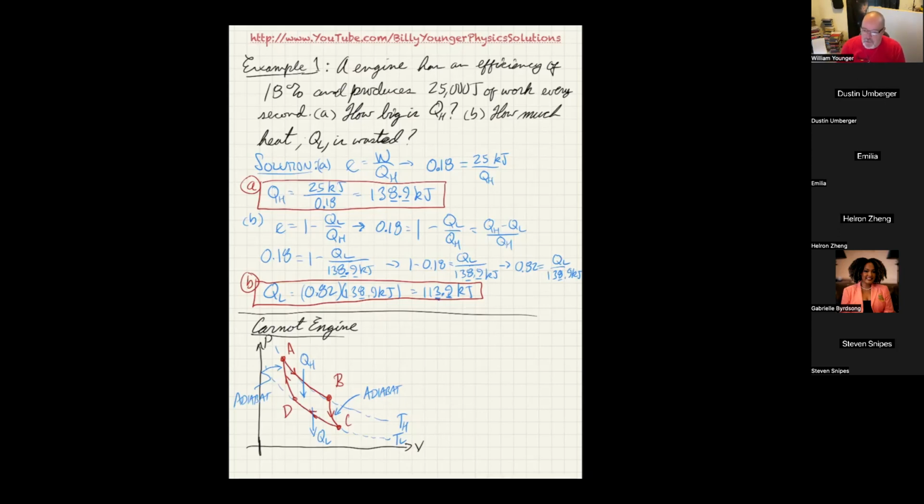Your book, like I said, goes through the whole process so you can understand it. But the main thing is, when it's all said and done, using TH VH to the gamma minus one power equals T low times V low to the gamma minus one power, and all that good stuff, we ultimately can get the efficiency for a Carnot engine being 1 minus TL over T high. So let's look at an example now that I've sort of explained the Carnot engine.